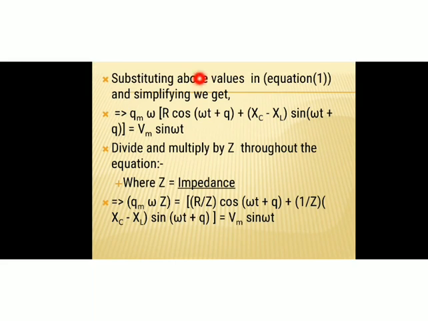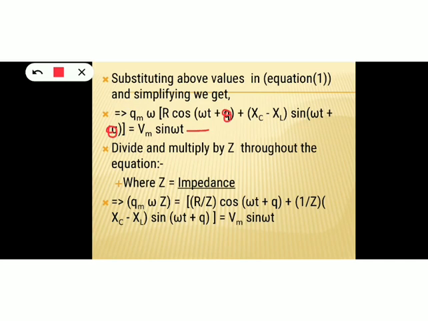So, when you substitute all the values in equation 1, you will get qm ω into [R cos(ωt + θ) plus (Xc minus XL) sin(ωt + θ)] equal to Vm sin ωt. You can easily obtain this relation by taking the qm ω factor outside. Just substitute the values in equation 1 and check whether you are getting this particular equation.